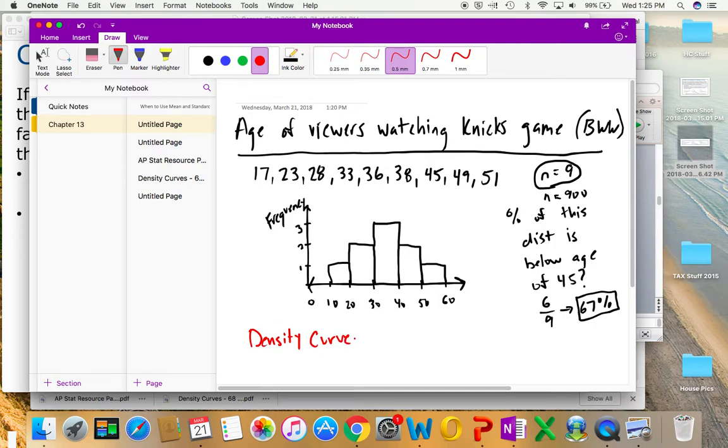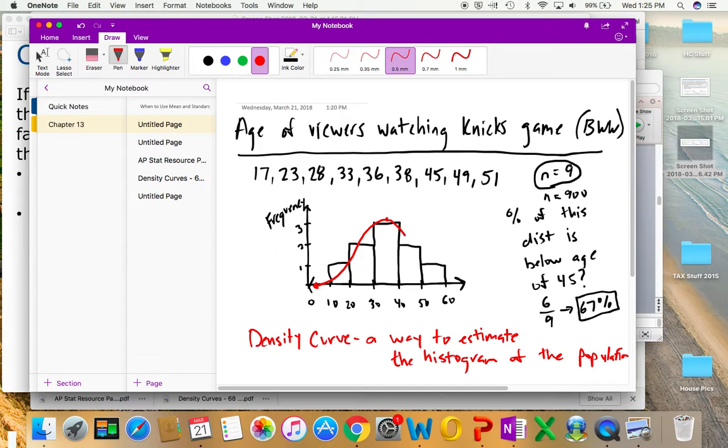I'm just going to write down here: a density curve is a way to estimate the histogram of the population. For example, given this histogram, my density curve might look something like this, where I come down and I just draw it through.